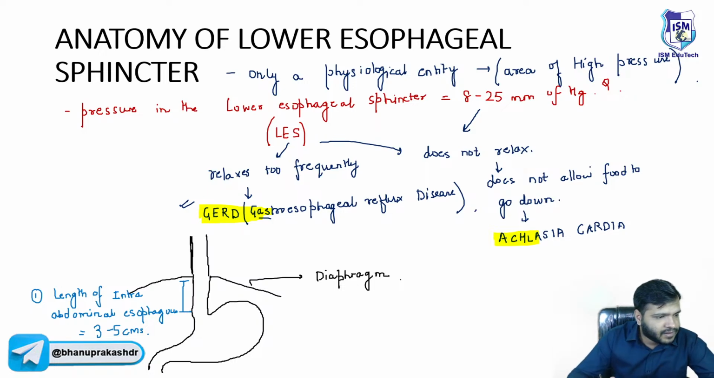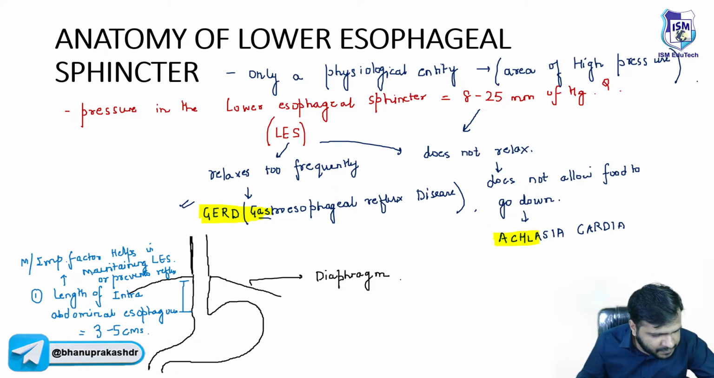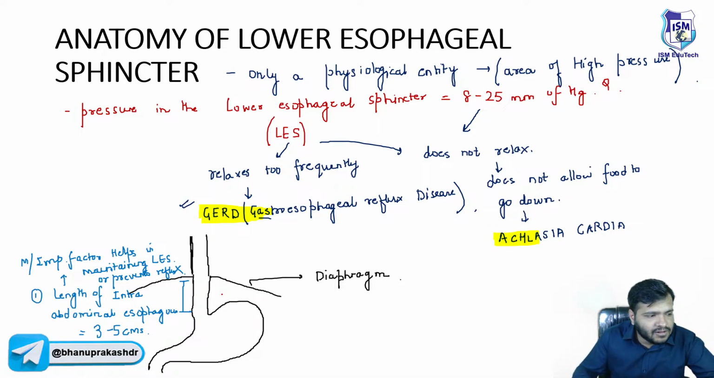Now remember, this is the most important factor which helps in maintaining the lower esophageal sphincter, or it prevents reflux. So that is the most important factor which helps in the prevention of reflux. Now the second factor is the angle of His.